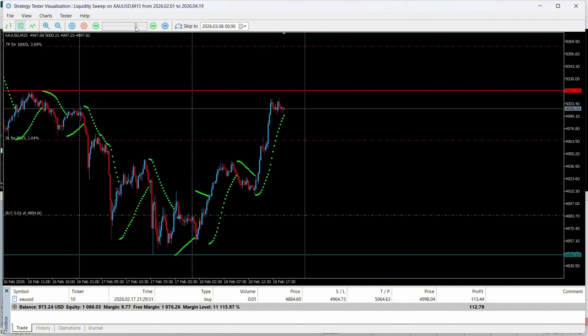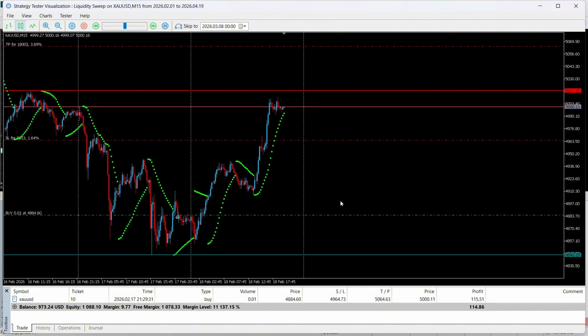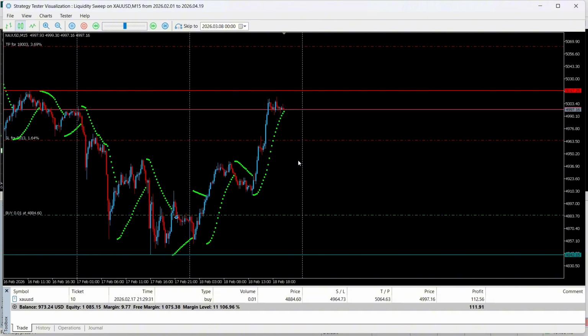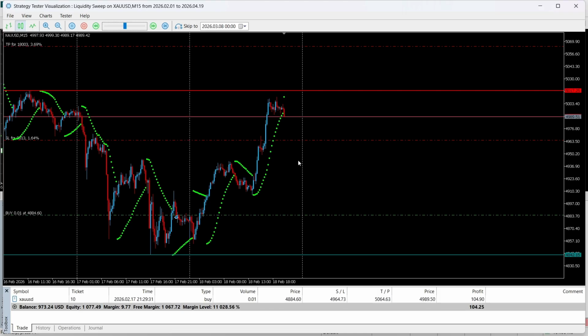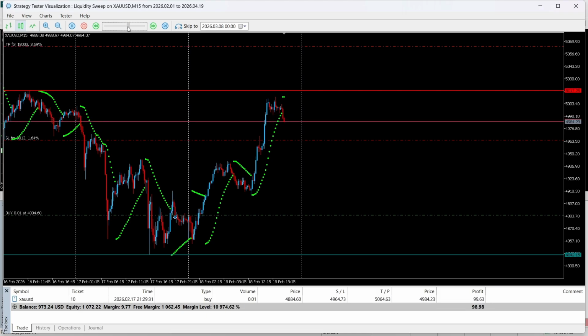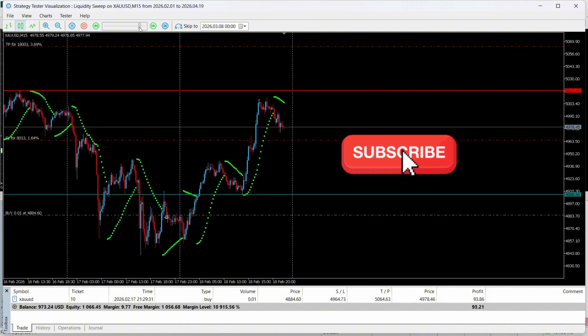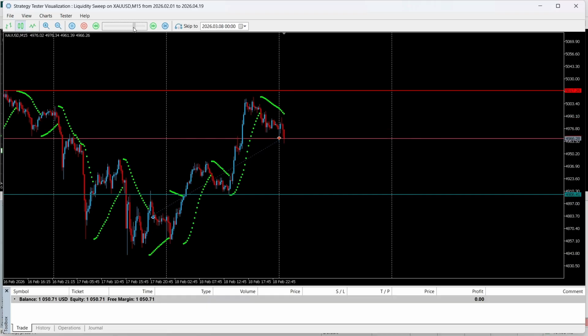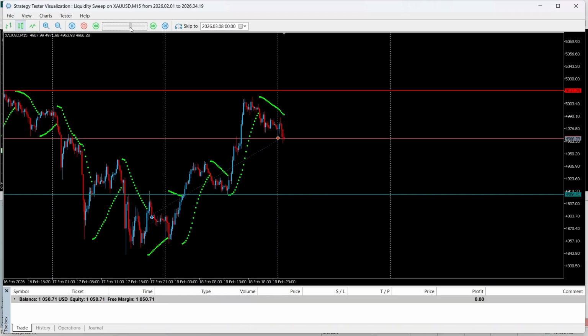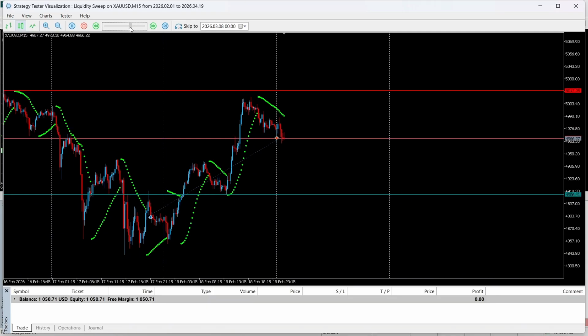The benefit of this as well, I've coded it so that it only takes 1 trade per liquidity level. So if another liquidity level builds up, it won't take a trade on that level. It only takes 1 trade at a time, regardless of the levels that are being created. Okay, so you can see over there that was about $100 and something trade.